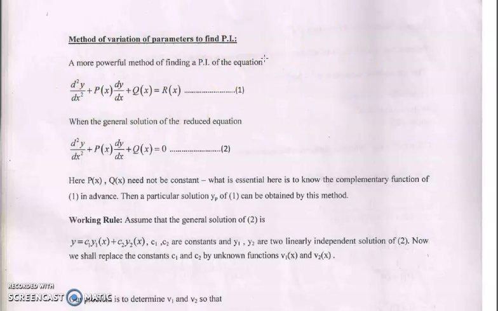It's the most powerful method, and the general form is d2y/dx2 plus p(x) dy/dx plus q(x) y equals r(x). When we consider the right hand side equal to 0, that is known as the reduced differential equation. Here p(x) and q(x) need to be constants. What is essential here is to know the complementary function of equation 1. If they are variable, you cannot find the complementary function using the auxiliary equation.